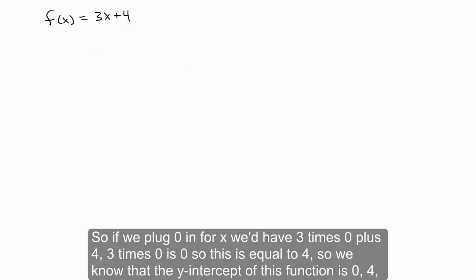So if we plug 0 in for x, we'd have 3 times 0 plus 4. 3 times 0 is 0, so this is equal to 4. So we know that the y-intercept of this function is 0, 4.